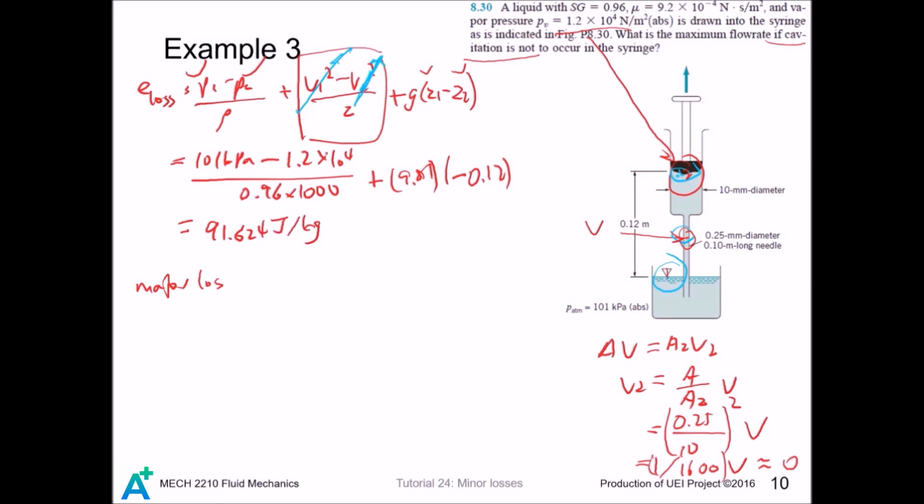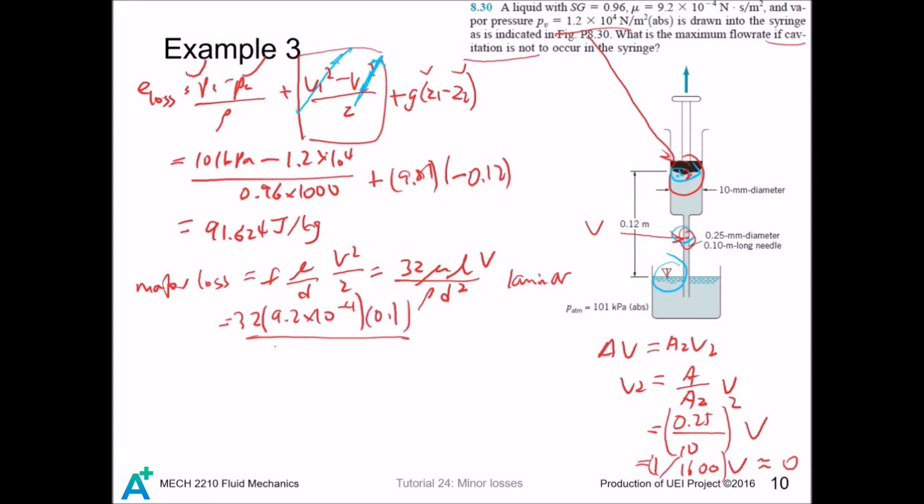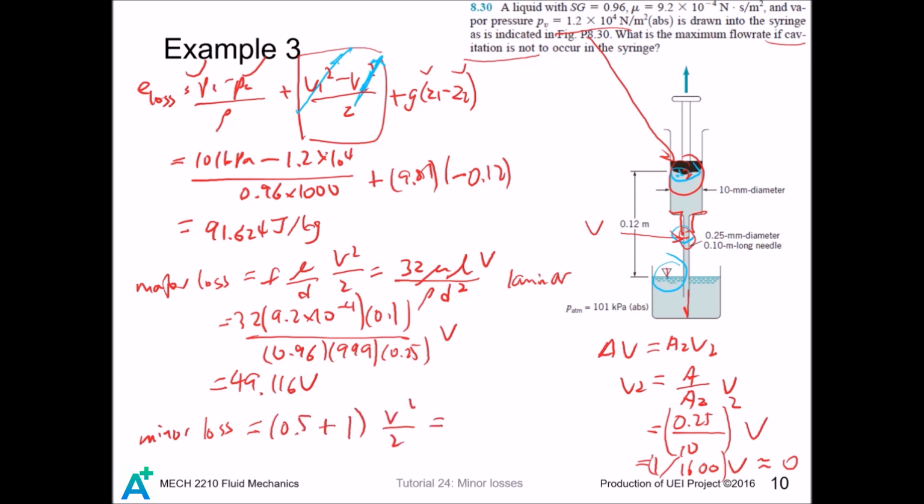And we assume that the flow is laminar here, so the major loss is, and for the minor losses, here we have a sharp entry, and the exit is always 1. So we have loss coefficient equals 0.5, which is due to the sharp corner, and 1 due to the exit. V squared divided by 2.